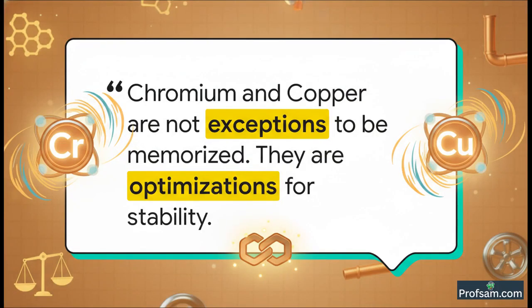So please, I want you to change the way you think about this topic. Don't look at chromium and copper as some annoying exceptions that you have to learn by heart. Instead, see them as clever optimizations. They are simply following a much more fundamental law of chemistry, the constant search for maximum stability.